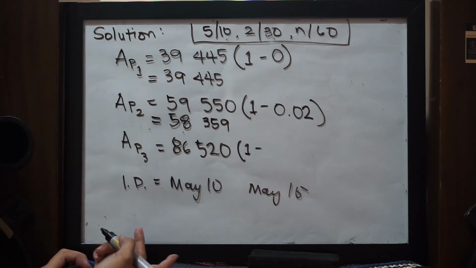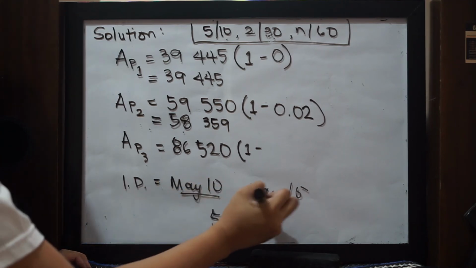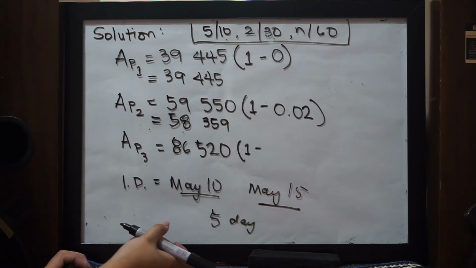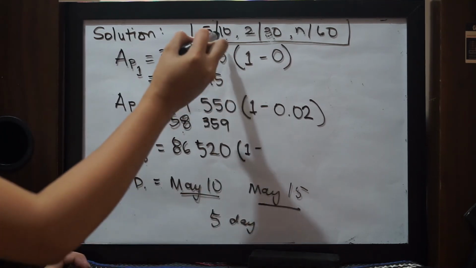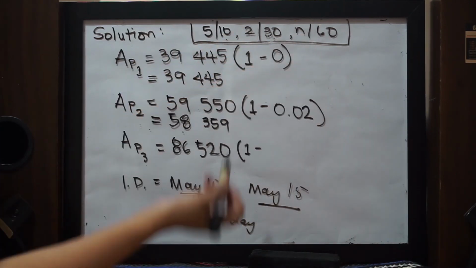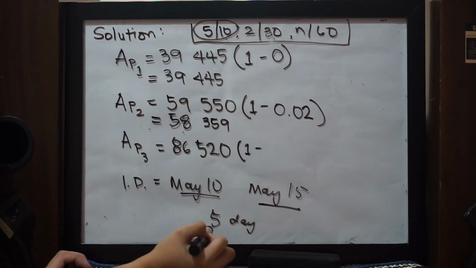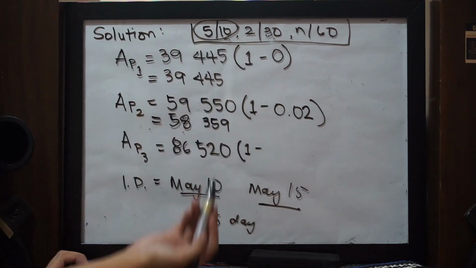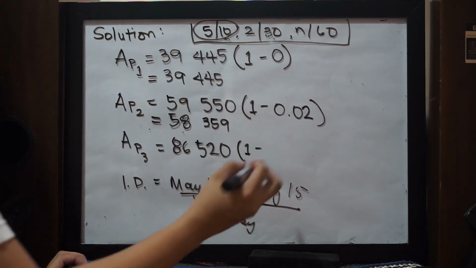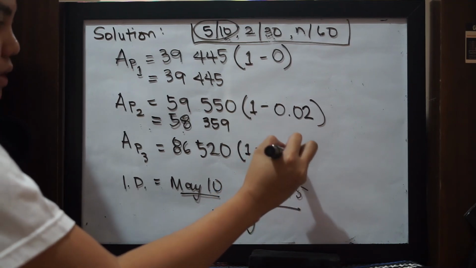O, ayan na. Obvious naman na there is a 5-day difference from this period up to this one. Then, you check. Saan ba siya magpo-fall? 5, 10, 230, or N60? So, dito siya sa 5, 10 na period kasi yung 5 days natin is within the 10-day period. That's why we can avail a 5% discount. So, meaning to say, the discount rate is 5% or 0.05.